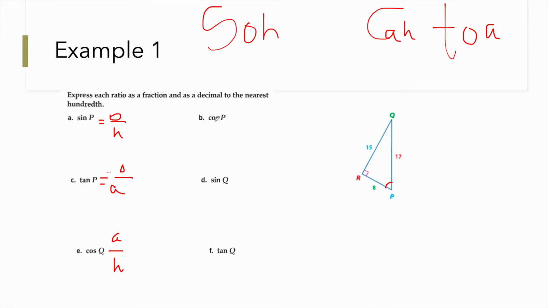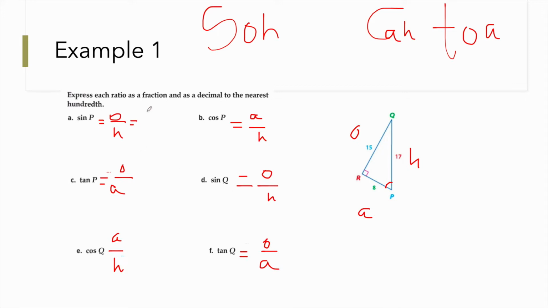Cos again, adjacent over hypotenuse. Sine is opposite over hypotenuse. And then tan is opposite over adjacent. So now let's start with P. When I'm at P, this is my O, this is my H, and this is my A. So let's come and fill this in.